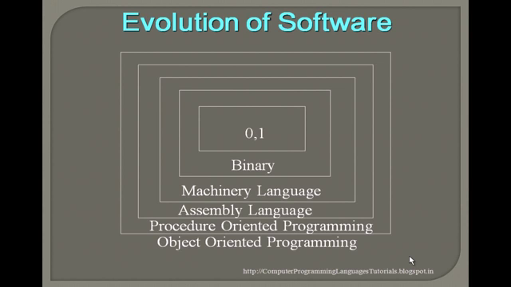The examples of object-oriented programming languages are C++, Java, and .NET. That is, new technology is fully developed using the concept of object-oriented programming.